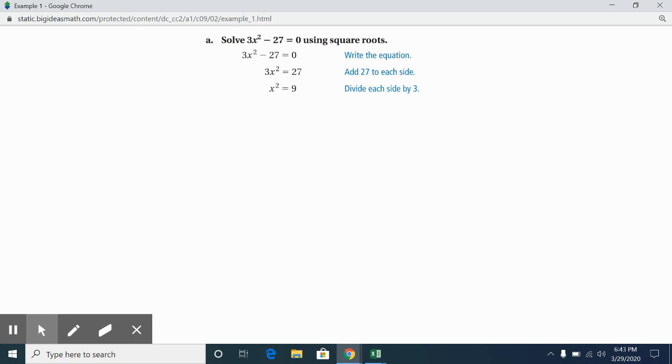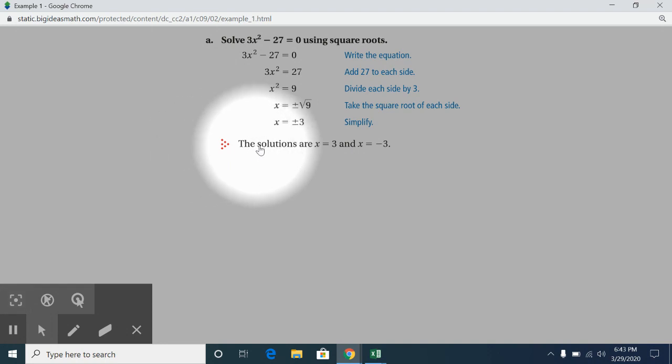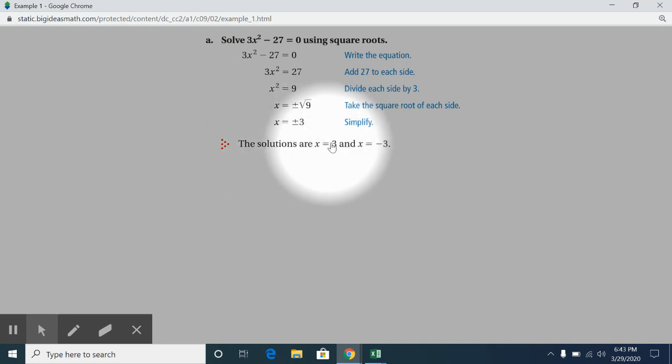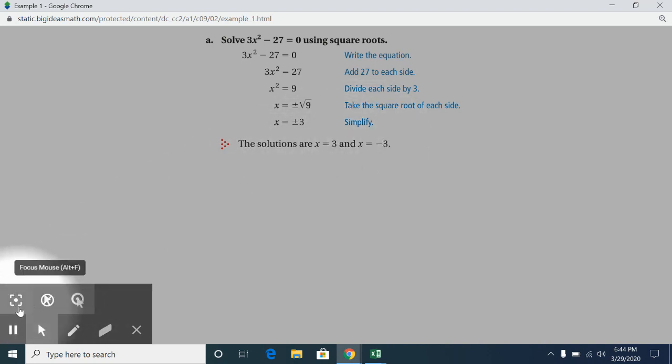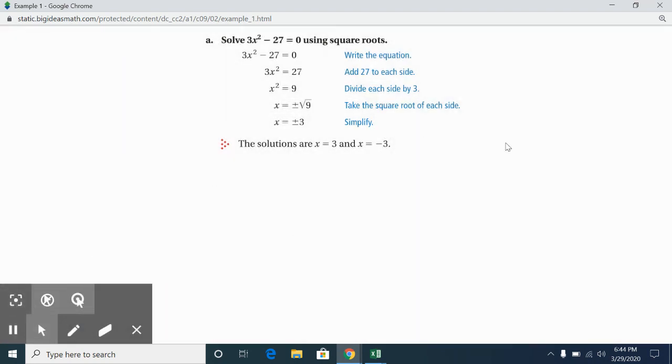Normally we'd be done, right? We got x alone. But now the last step is we're going to take the square roots of 9. And there's a positive and negative square root. So positive 3 and negative 3 are our solutions here. So the solutions are x equals 3 and x equals negative 3. Hopefully that makes sense. It shouldn't be too hard. It's just like solving equations.